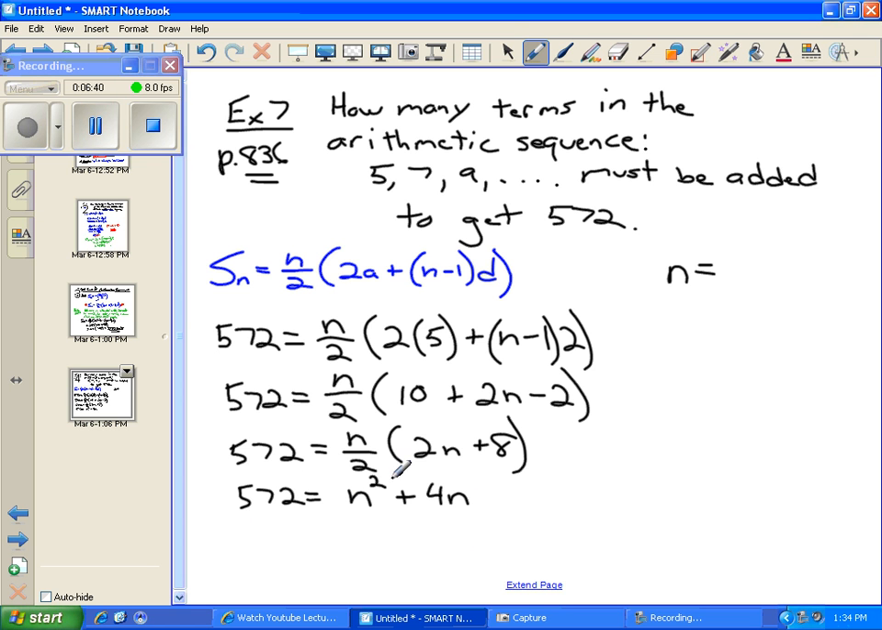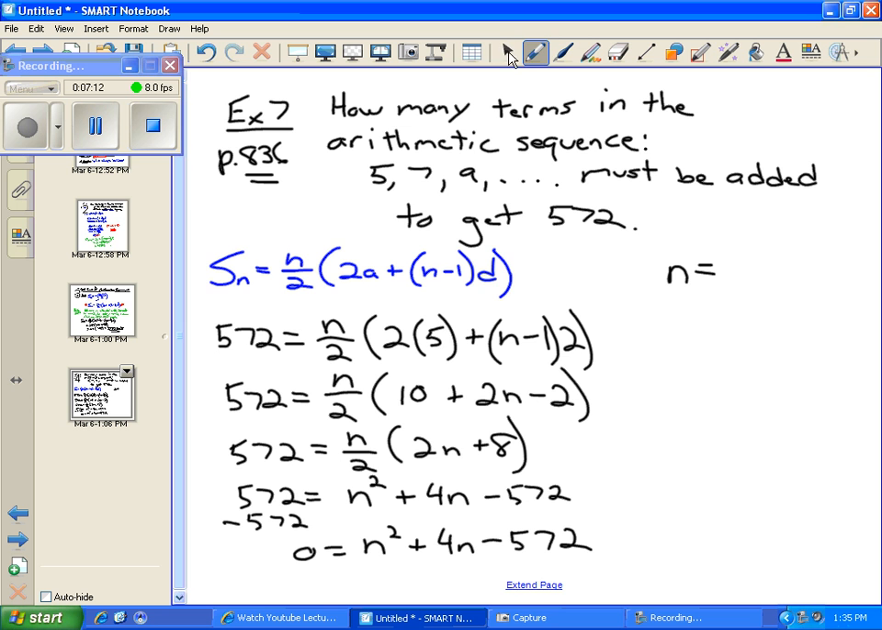This is starting to look like a quadratic. Okay, I'm going to have to solve this. So I do have a quadratic, so I'm going to set it equal to 0, and then you can either use the quadratic formula, or you can try and factor it. I'm going to try and factor it and see what we get. So I'm going to subtract 572. So I get 0 equals n squared plus 4n minus 572.